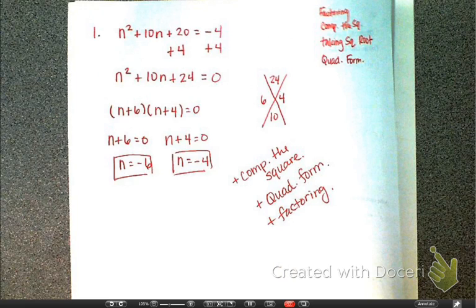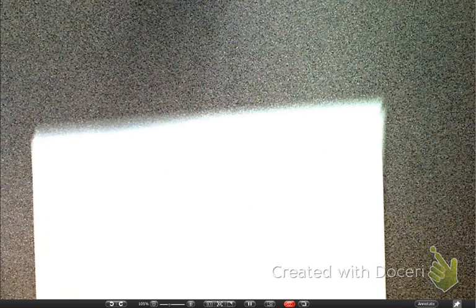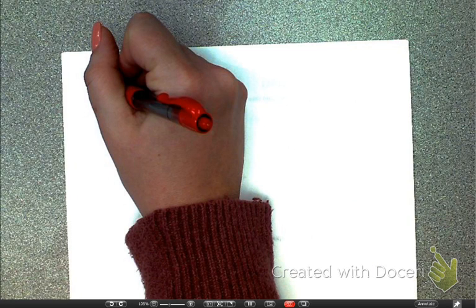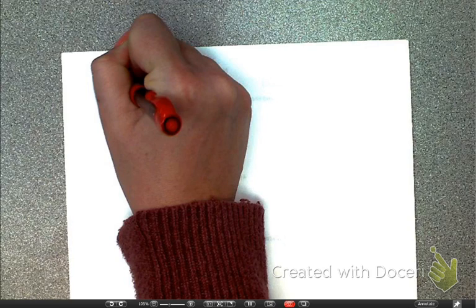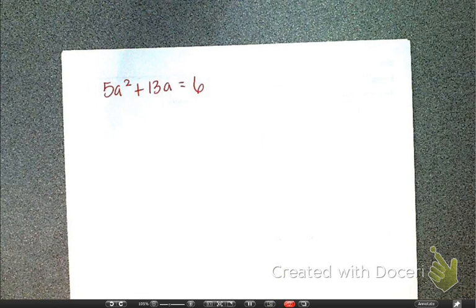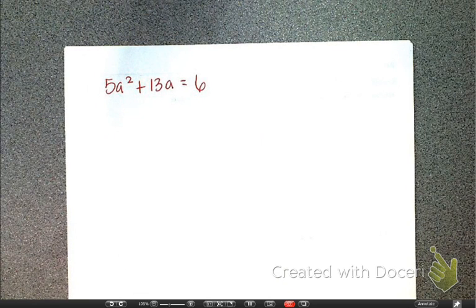How about 5a squared plus 13a equals 6? So what can I use to solve this problem? Or we can go with what we can't use. What can't we use? The one where you like divide it by 2. So that's completing the square. Because it's 5a and nothing goes into 13. 5 doesn't go into 13.